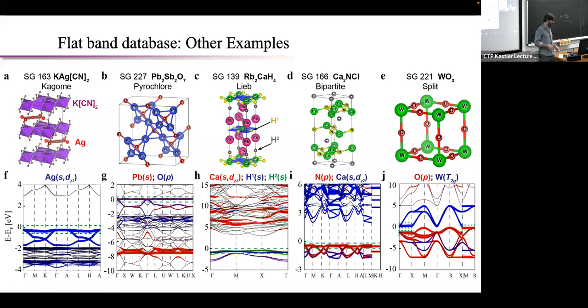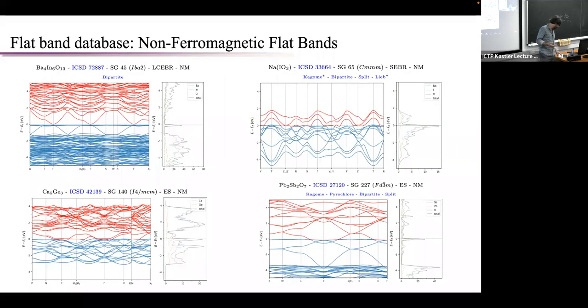And what you find is that out of the 100,000 stoichiometric materials that exist in nature, only about 300 have flat bands at the Fermi level. So there's not an embarrassment of riches. There's only about 300 of them. And for example, there are some that have kind of neat flat bands like this one.